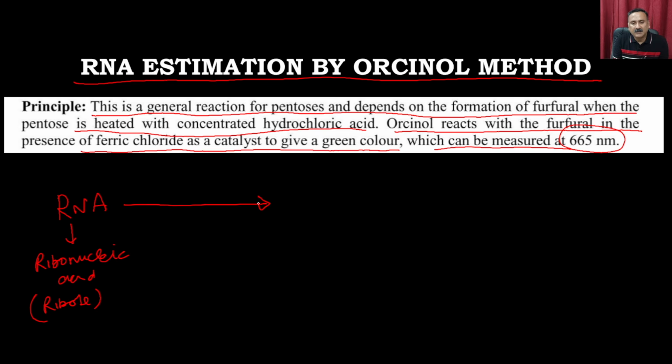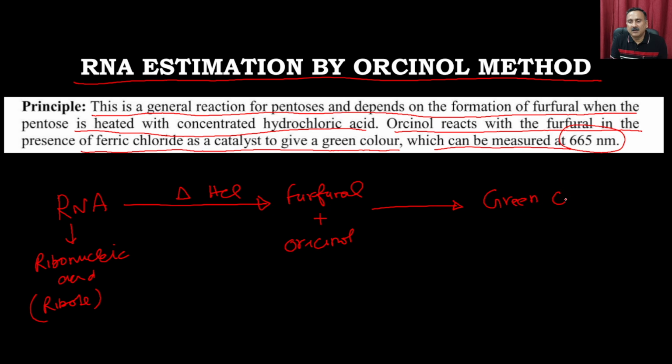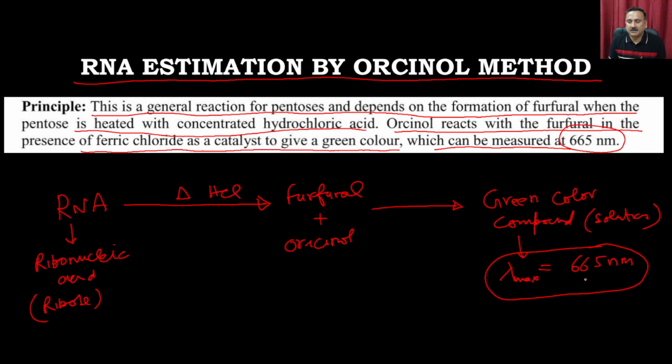So when you heat this RNA in the presence of HCl, it is going to form furfural, right? And the furfural is going to react with the orcinol, and it's going to give you a green colored compound or solution, and that is going to have the lambda max at 665 nanometer. Okay, so this 665 nanometer.